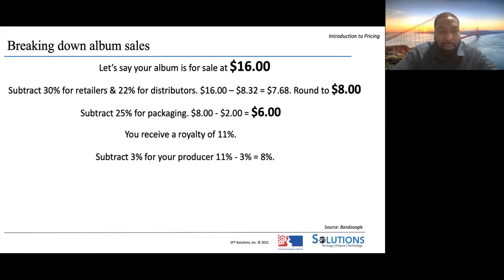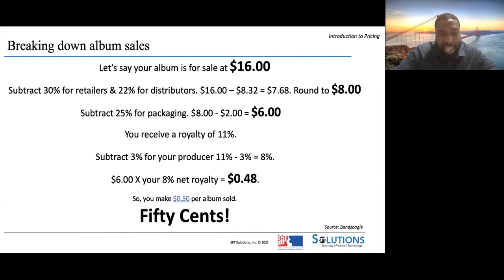But you got to split that with your producer, right? So once you subtract out what the producer made, the artist would get about 8%. So that's an 8% net royalty on a $6 album. That works out to about 48 cents. So for every album sold, artists would typically make about 50 cents. That's insane when you think about it, right?